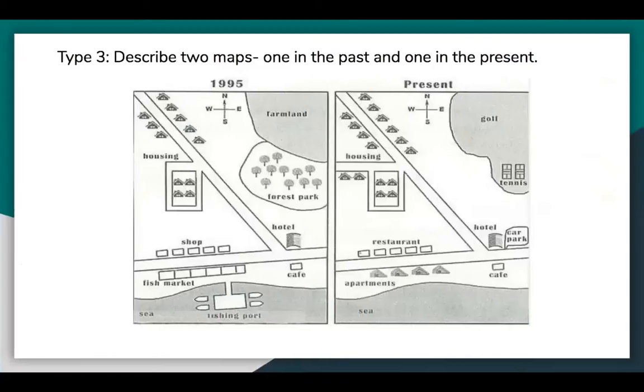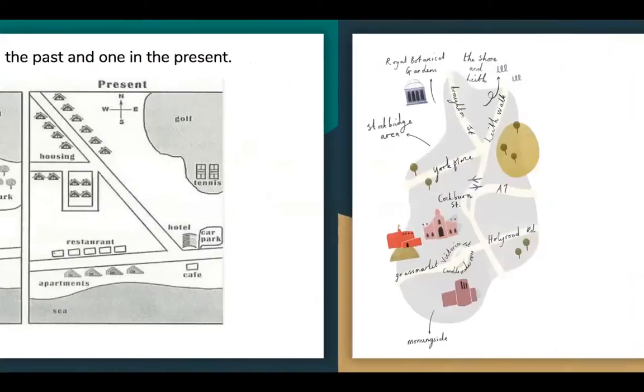And you can see type 3, describe 2 maps, 1 in the past and 1 in the present, on your screen. Yes. This is a sample. Very nice, huh? Very nice sample.